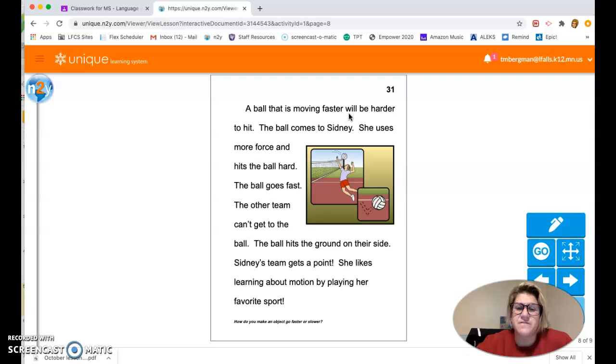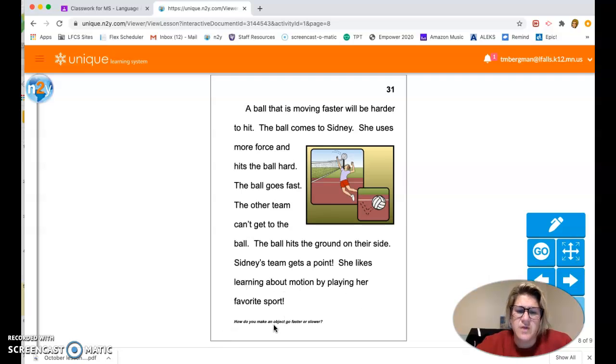A ball that is moving faster will be harder to hit. The ball comes to Sydney. She uses more force and hits the ball hard. The ball goes fast. The other team can't get to the ball. The ball hits the ground on the other side. Sydney's team gets a point. She likes learning about motion by playing her favorite sport.